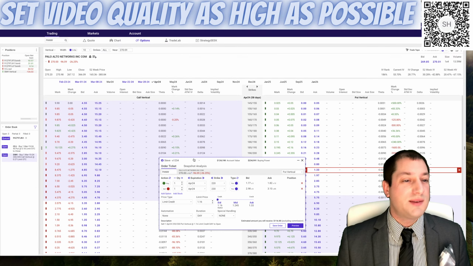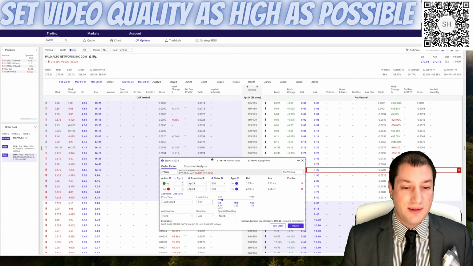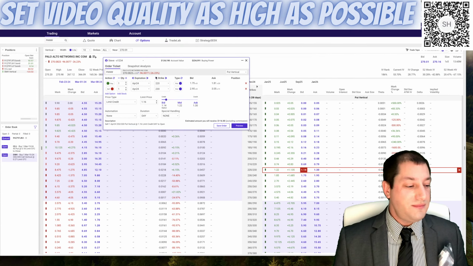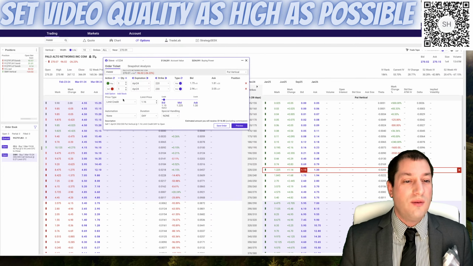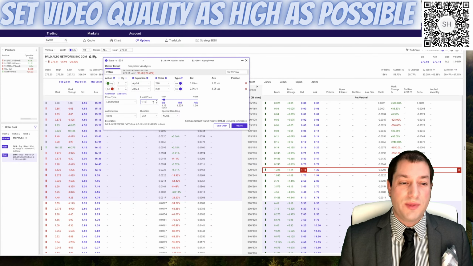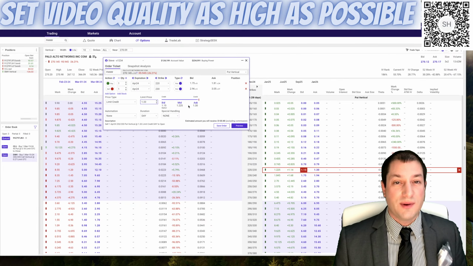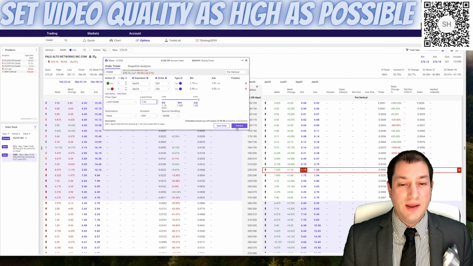Liquidity is okay, but this is a $270 stock, so this is as good as you're going to get here. I'm going to sell one April 230 put and buy one April 220 put. Credit will go for, I saw 133, so let's go for 133. If it gets filled, great. If it doesn't, that's okay.